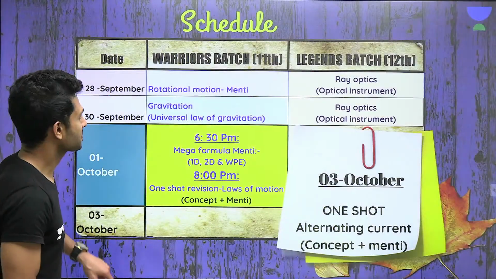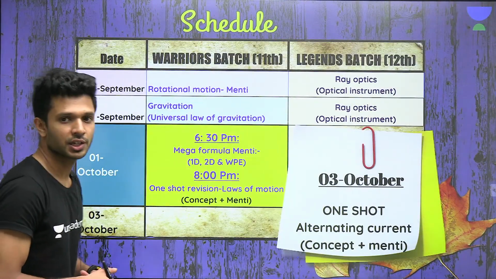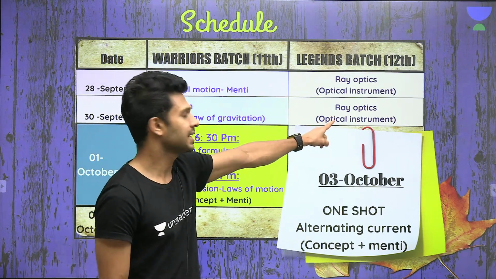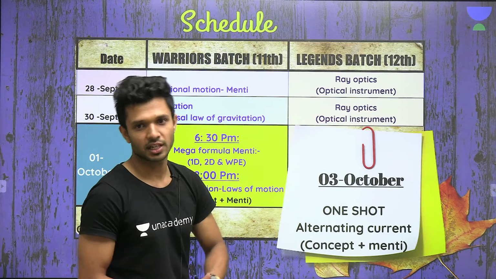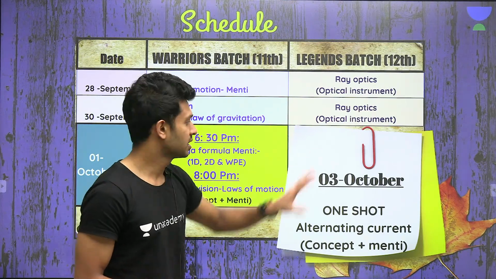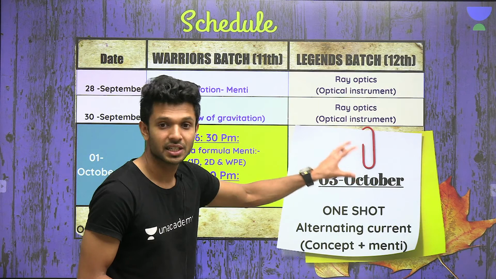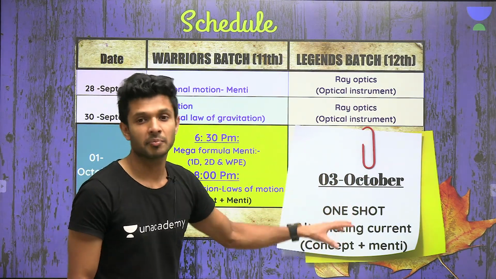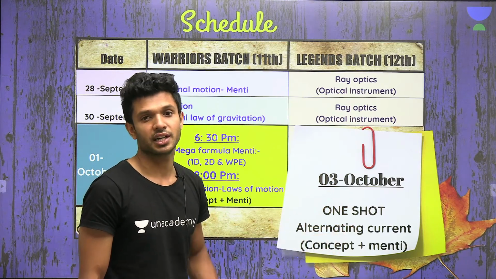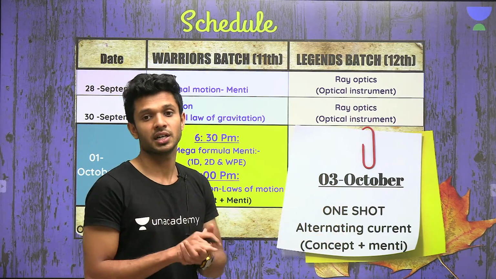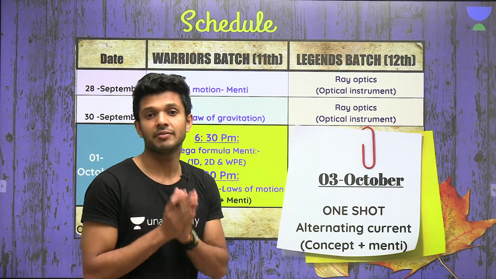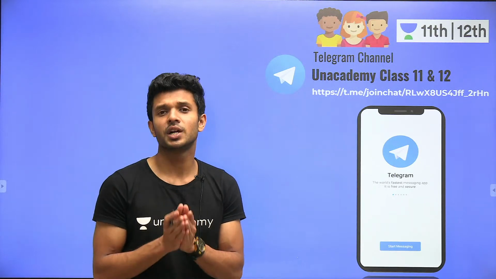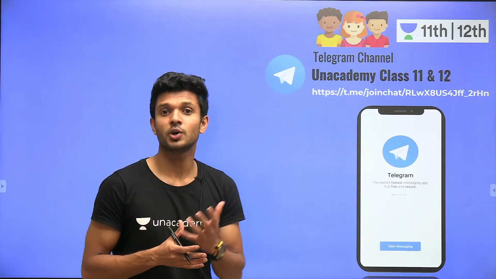Now, if we look into the schedule of the Legends batch today, which is on 30th of September, we'll be having the very last class of ray optics, which is optical instruments. And the next class is on 3rd of October, that is Sunday at 3 p.m. We are going to be having the complete revision of the chapter of alternating current. You know how important this particular chapter is, right?